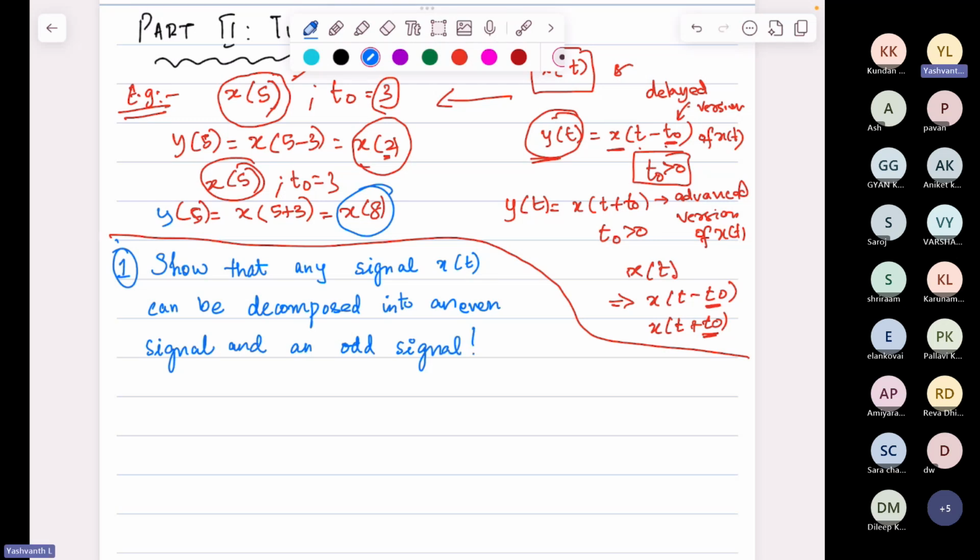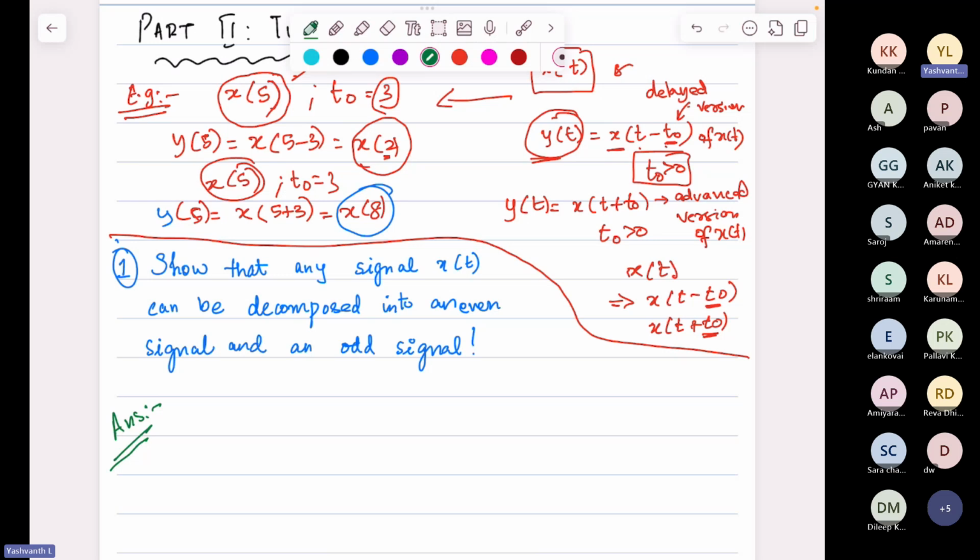Okay, this is the question. Now we'll see the answer. First, let's understand the question. The question is saying you need to show that any signal x of t, you can write it as... what do you mean by decomposed? Can anyone tell me? I think we have to write the definition of even and odd signal here.